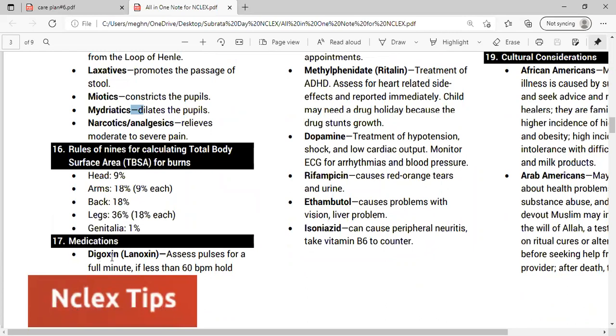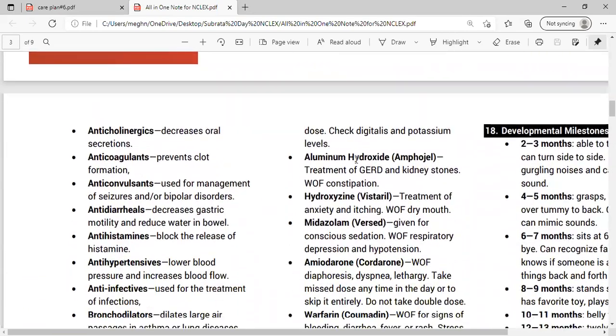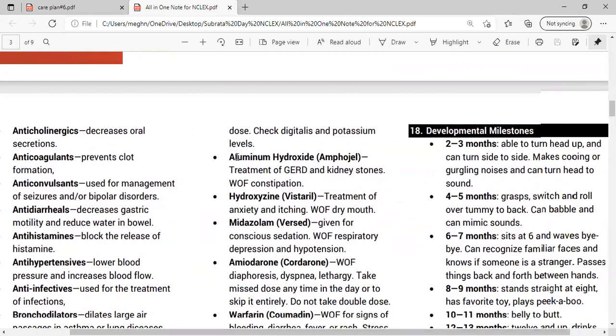More medication, digoxin or Lanoxin. If you give it to your patient, it is good to assess the pulse for a full minute. If less than 60 beats, it is good to hold the digoxin. And also check the digoxin and potassium levels.